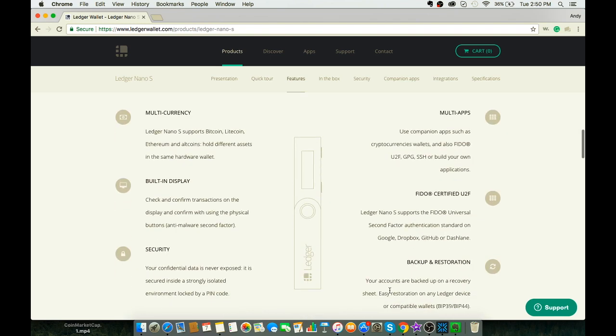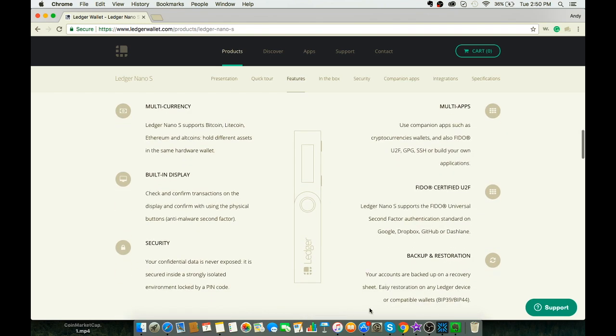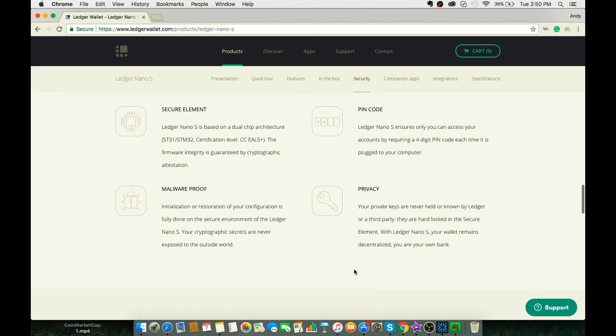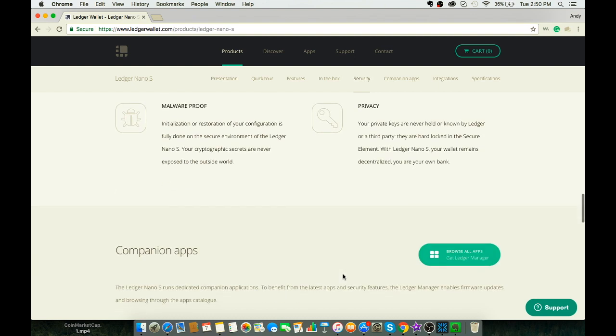So the cool thing with the Ledger is it's easy to use. It's got a built-in display. It's got security built into it as well. It's locked by a PIN code. It's also locked through a passcode that if you lose access to your PIN code, you can unlock it with the use of the, I believe it's a phrase code. It's malware proof, and your private keys are held by yourself in your Ledger. It's never held by an outside party.